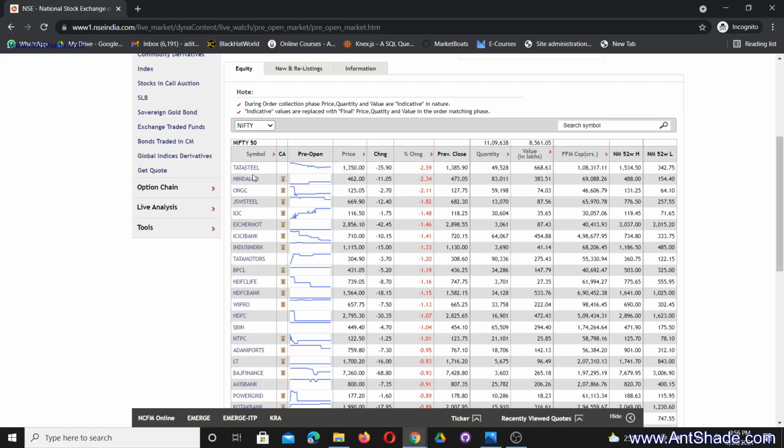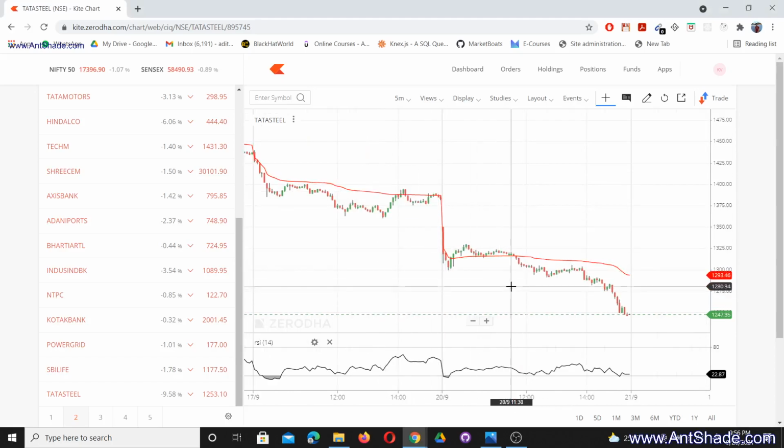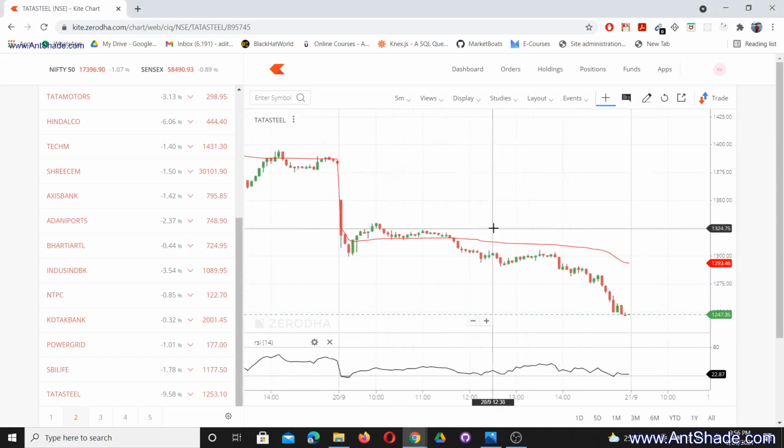But also observe that Tata Steel was 2.59%, almost 2.6% down in the pre-market itself. You can see the graph, it slowly went down. But the others are not that bad. So I was sure that Tata Steel might go down today as well.